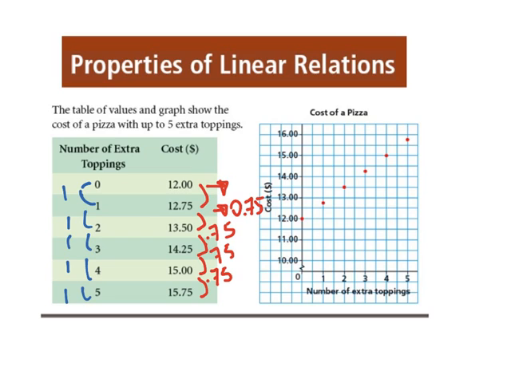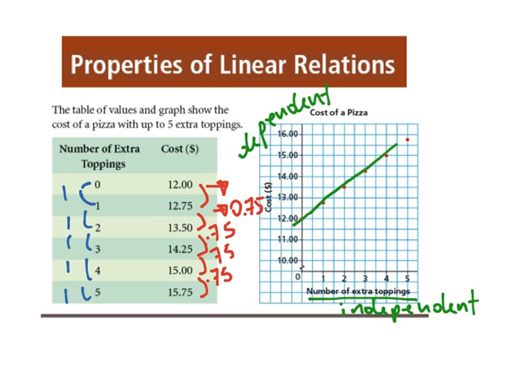As long as these increases are the same, the graph will be a linear relation. What does this mean? If we plot the number of extra toppings on the x-axis, the independent variable, while the price is dependent, it will make a straight line.